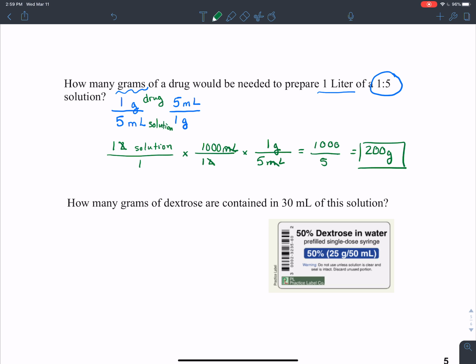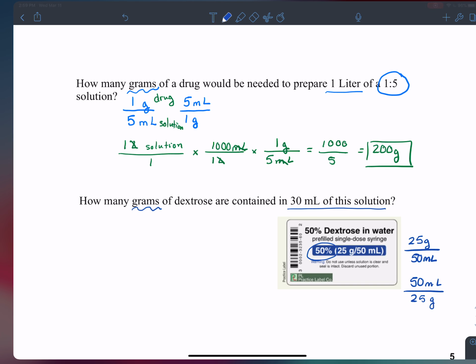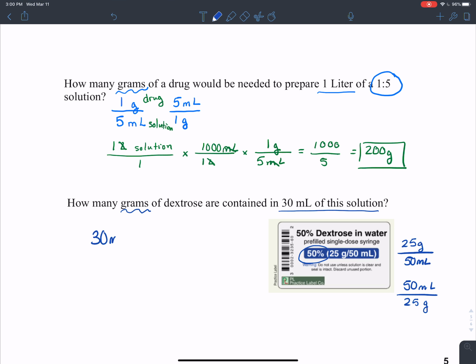In the next example, it says how many grams of dextrose are contained in 30 milliliters of this solution. They tell us that the solution is a 50% solution, and they also give us the strength as 25 grams over 50 milliliters. Remember, we could also write that as 50 milliliters over 25 grams, depending on what the problem asks us for. So they're asking us how many grams of dextrose are contained in 30 milliliters of this solution. So they're giving us 30 milliliters solution.